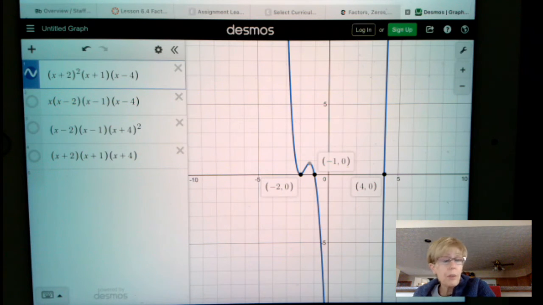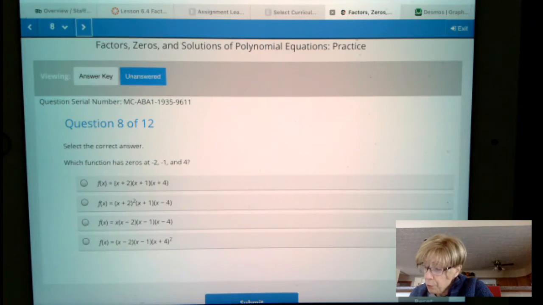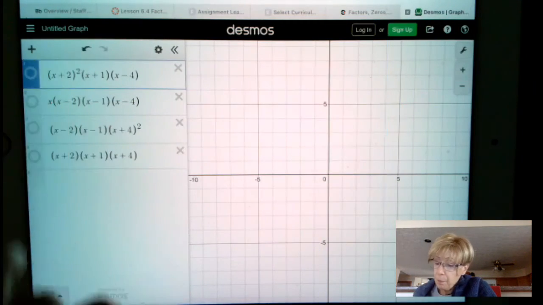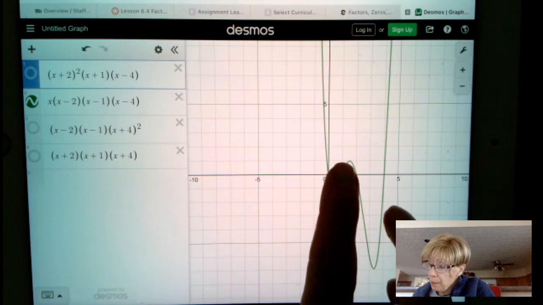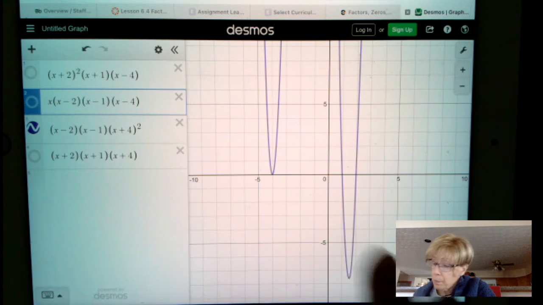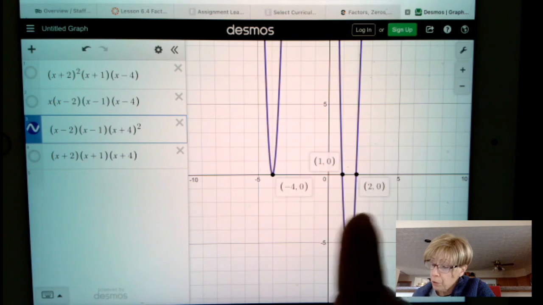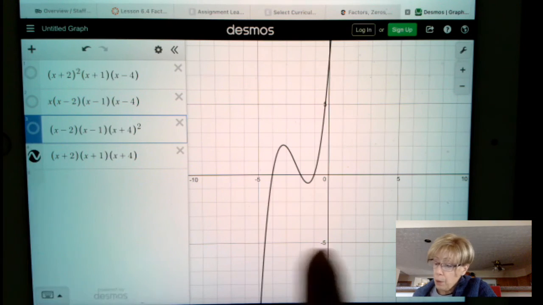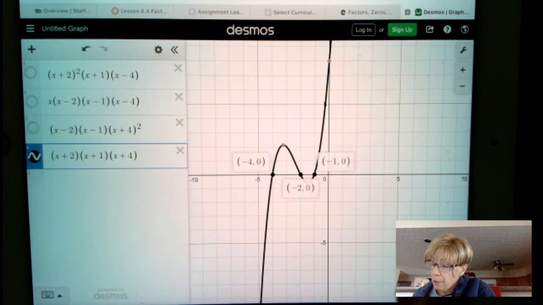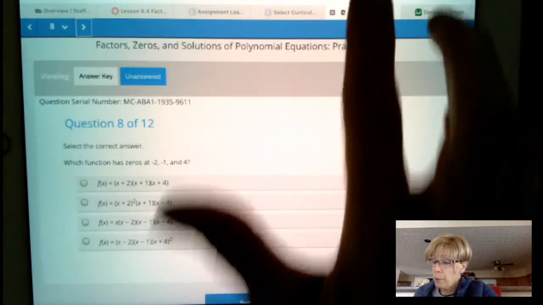But let me just check the problem one more time. -2, -1, and 4. So just a real quick glance there. It's definitely not that, because we cross here, here, here, and here. So it's not that one. Here's -4, 1, and 2. And then the last one, -4, -2, and -1. So again, it is that first choice when we go back to Desmos.